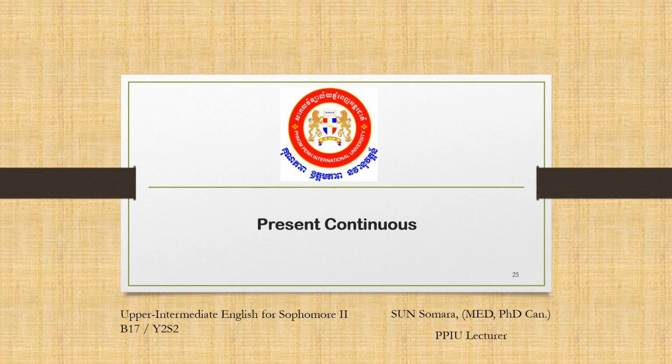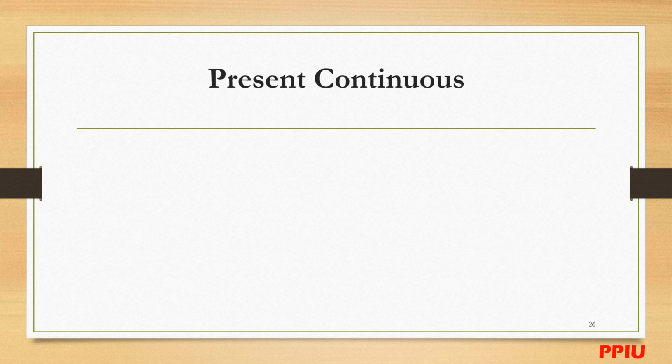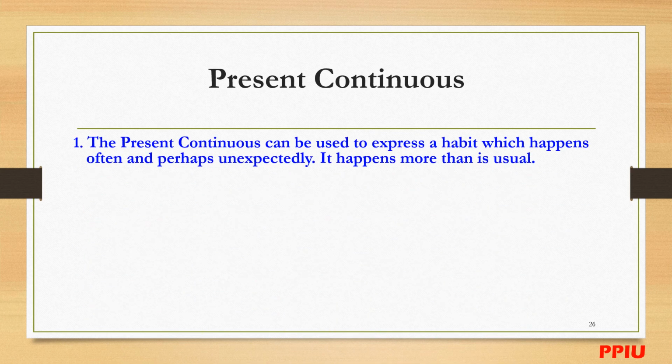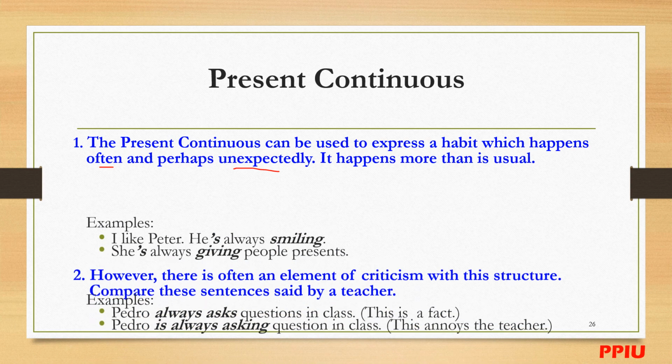Okay, so we will go and talk about expressions about habit. For the second one, we will just move to the present continuous tense, all right? It can be used to talk about habit as well. Okay, let's go and see. The present continuous tense can be used to express a habit which happens often and perhaps unexpectedly. Often or perhaps unexpectedly. It happens more than usual. All right. Example.